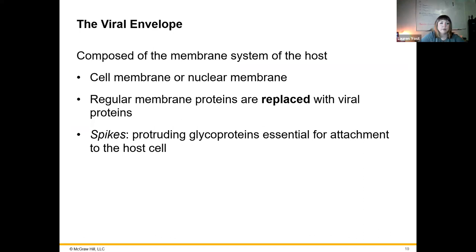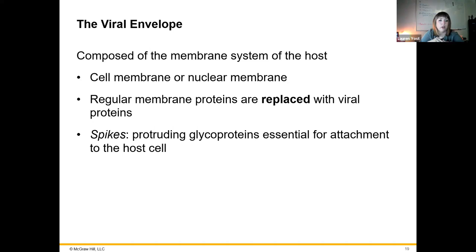The envelope is usually from the actual host. We said that it's stolen from the host. Typically, it can be the cytoplasmic membrane on the outside, or it can be the nuclear membrane. If we are building our parts and assembling our viruses in the nucleus, then you might bud out of the nucleus instead of the cytoplasmic membrane.